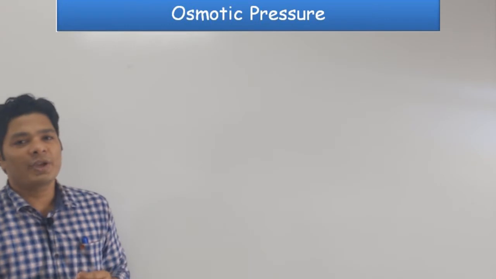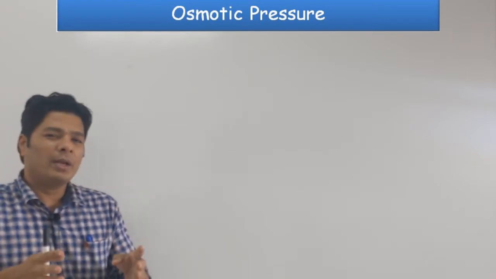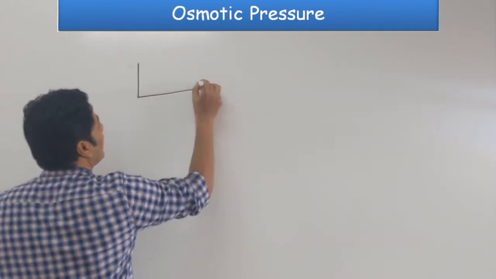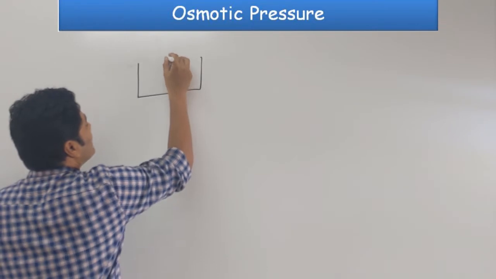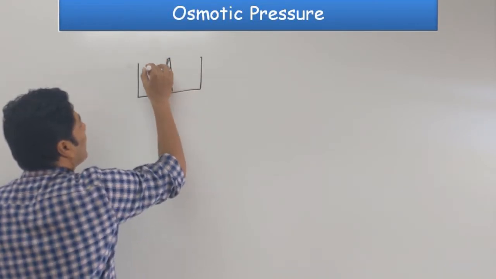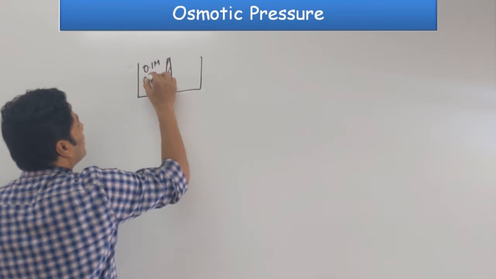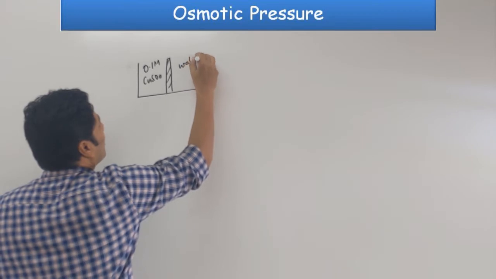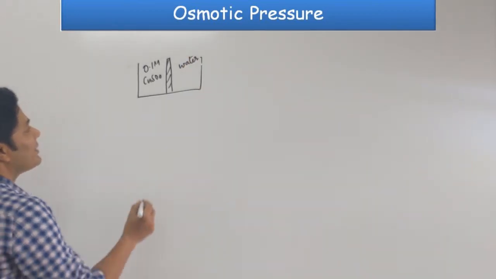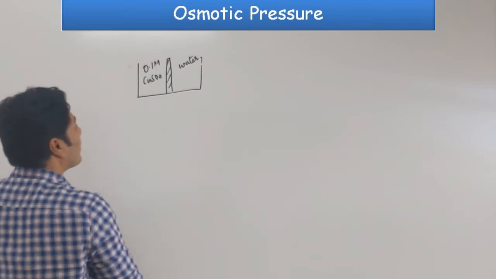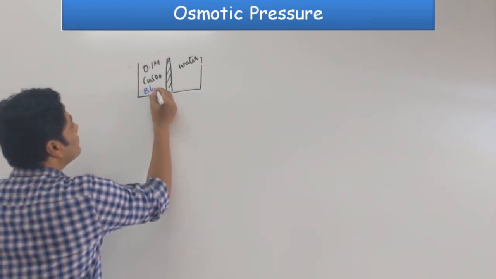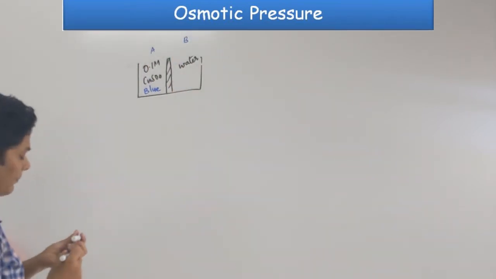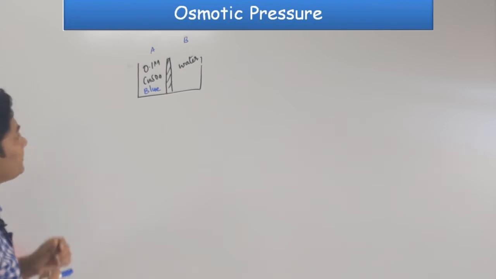Right. What problems can you expect in the NEET exam? Obviously, very rarely a theoretical question will come. One of the questions that we can see is, for example, this is a semi-permeable membrane. This is 0.1 molar copper sulfate. This is water. Obviously this is blue in color. Chamber A, chamber B. Alright, now what all can happen?